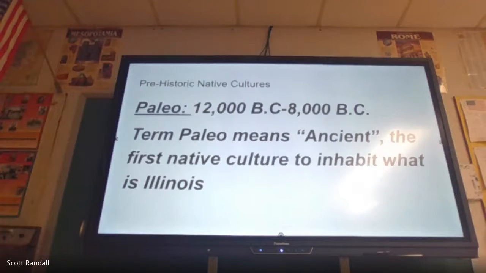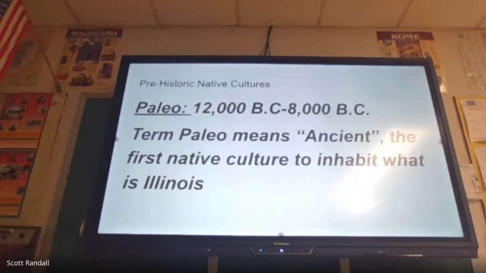The earliest habitation of what is Illinois, in the post-glacial period, is generally put into the classification of paleo. Paleo is a term that simply means ancient. A lot of the evidence left behind with this classification is generally artifacts, and the separation between paleo and the next classification is generally the use of tools.